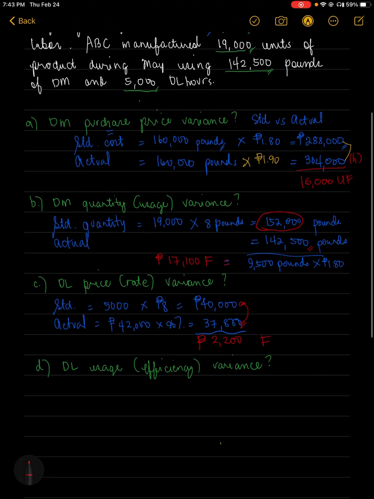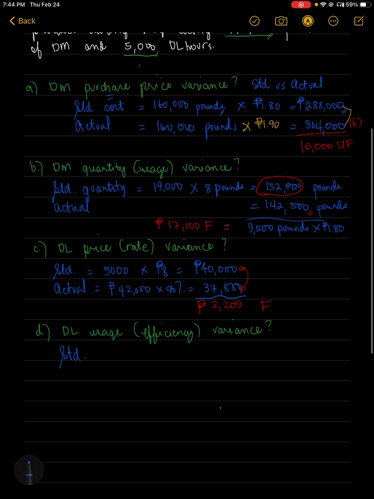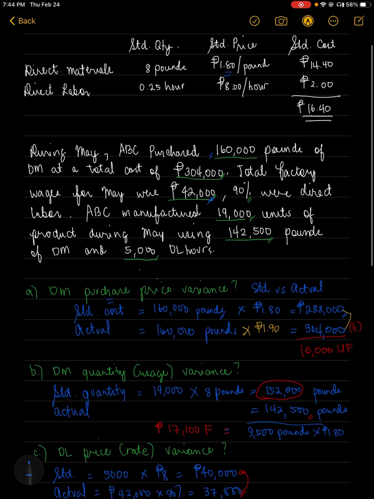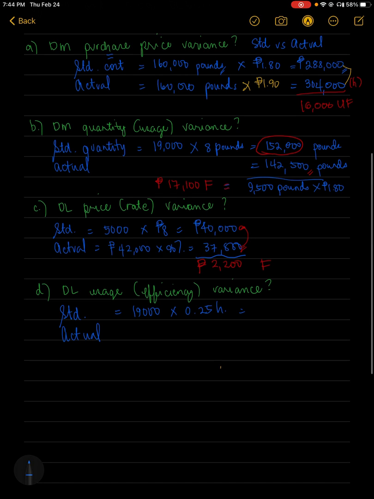Okay? In terms naman po ng direct labor usage or efficiency variance. So, ang pinag-uusapan natin naman, difference pagdating po ng efficiency. So, ano yung pagko-compare natin ngayon dito? Again, the standard and the actual. Okay? Ano po yung standard natin? Ilan ba daw dapat ang magagamit? Sabi ng problem natin, 0.25 hour per unit. So, ilang units ba yung ating na-produce? 19,000 units. You multiply it by 0.25 hours. So, if you do your math, 19,000 times 0.25, it will give you 4,750 hours.